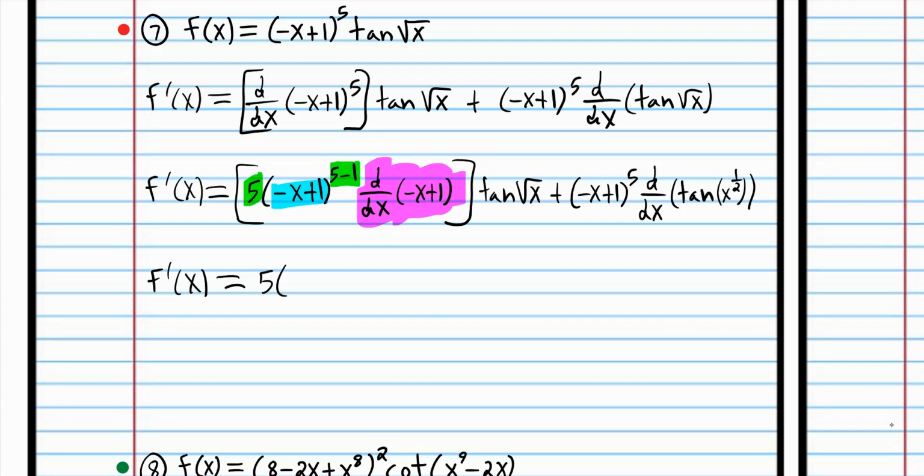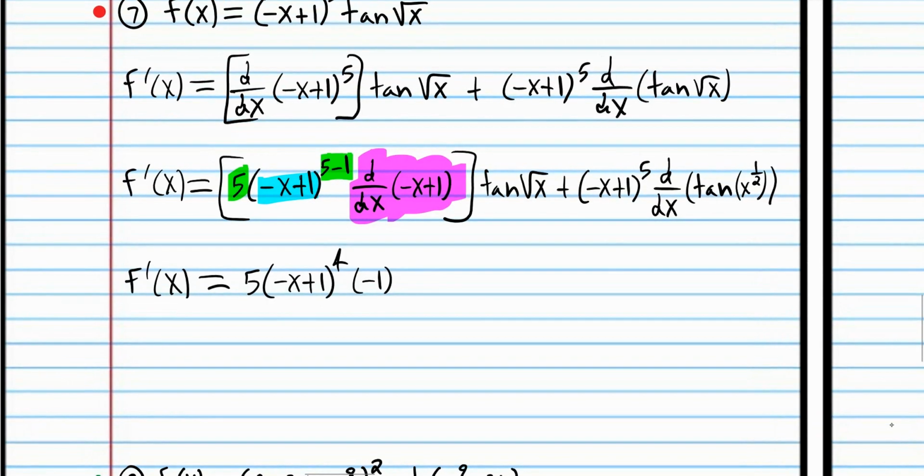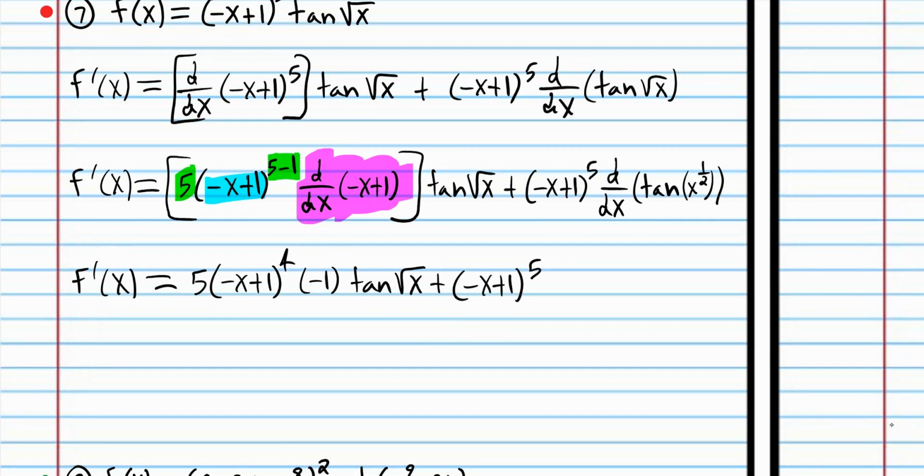So we have 5 times negative x plus 1 to the 4th power times the derivative of negative x plus 1, which is negative 1. And then all of that is multiplied by tangent root x plus negative x plus 1 to the 5th power. And now we're going to find the derivative.